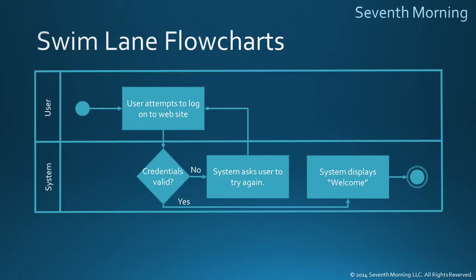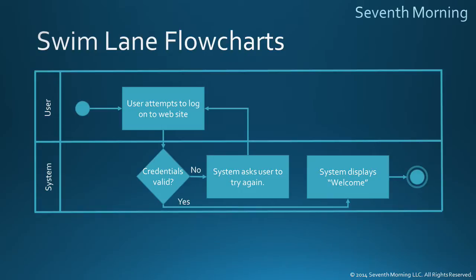So what's so great about swim lane flowcharts? Well, they're pretty much the same. I mean, their only real difference is, again, that they group activities by the actor. So the cool thing about swim lane flowcharts is that at a glance, we can tell, at least in this case, that users are only attempting to log onto the site, and the system handles all the other steps. Apart from that, they're really the same.